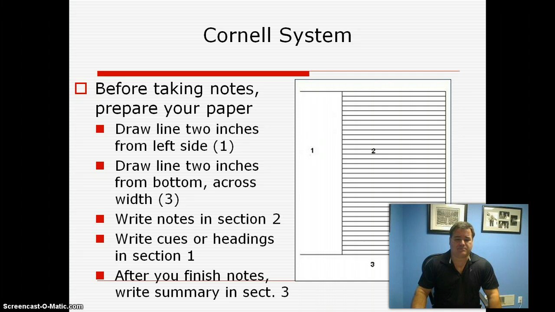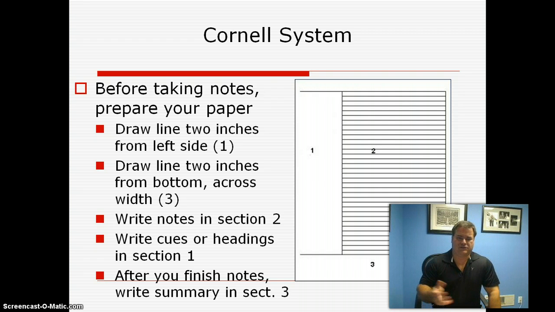The Cornell system is a third style. Again, it makes a set of notes more organized. Review becomes a lot more efficient, and it requires a little preparation, though.